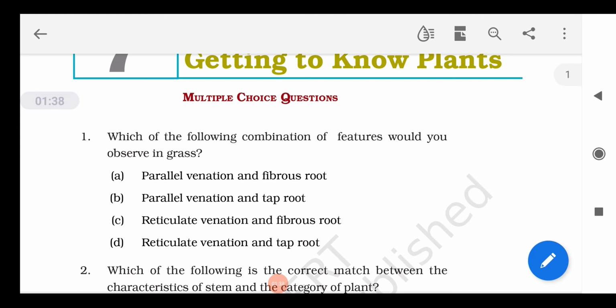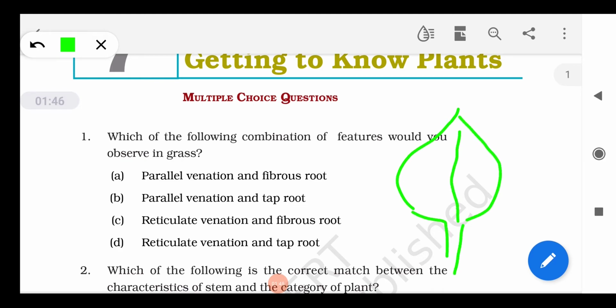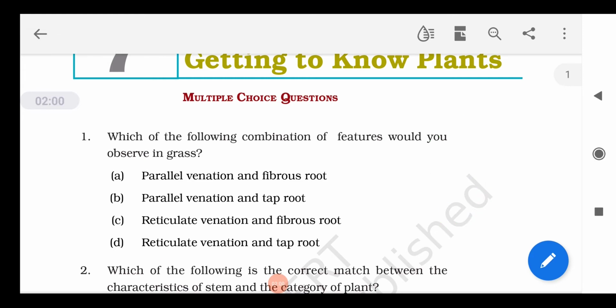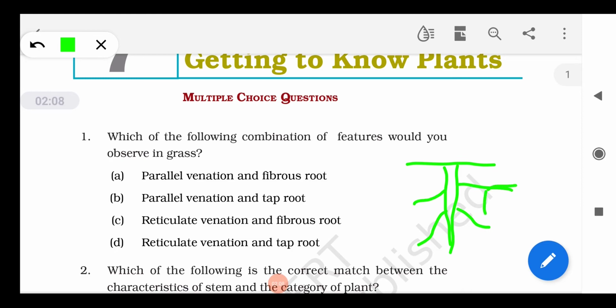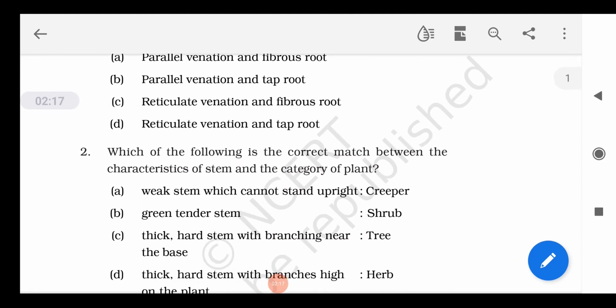And reticulate venation, what happens in reticulate venation? Like you might have seen the peepal leaf. In that, midrib is there, and then from the midrib veins run. So this type of venation is called reticulate venation. Now I'll explain about taproot. In taproot, one main root is there, and from that main root many thin fiber like roots emerge. So this is taproot.